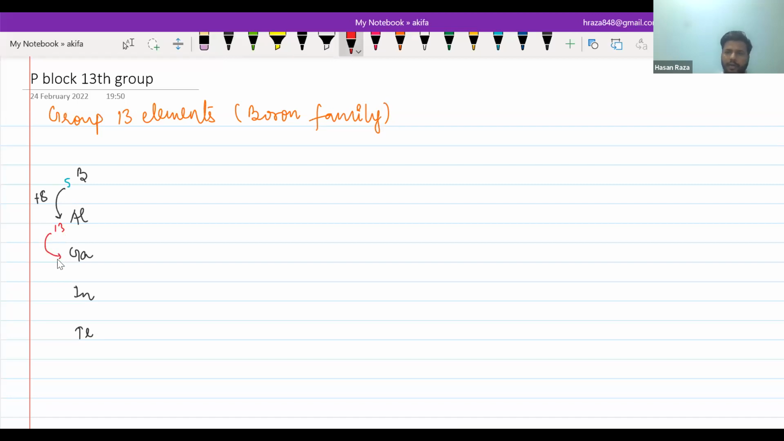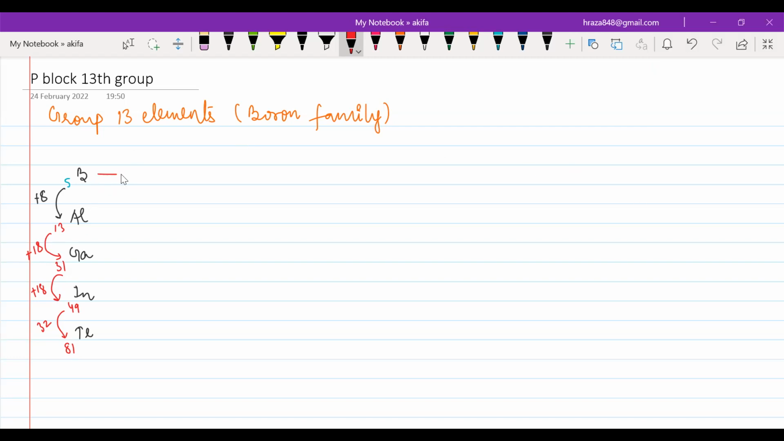Again, when moving to the next, add 18. 5 plus 8 is 13, 13 plus 18 is 31. Again add 18, so it will be 49, and then add 32 at last, it will be 81. In the P block, if you know the atomic number of the second period element, you can easily find the atomic numbers of all the elements in that group. In P block, you have to add 8, 18, 18, 32. Is that clear?